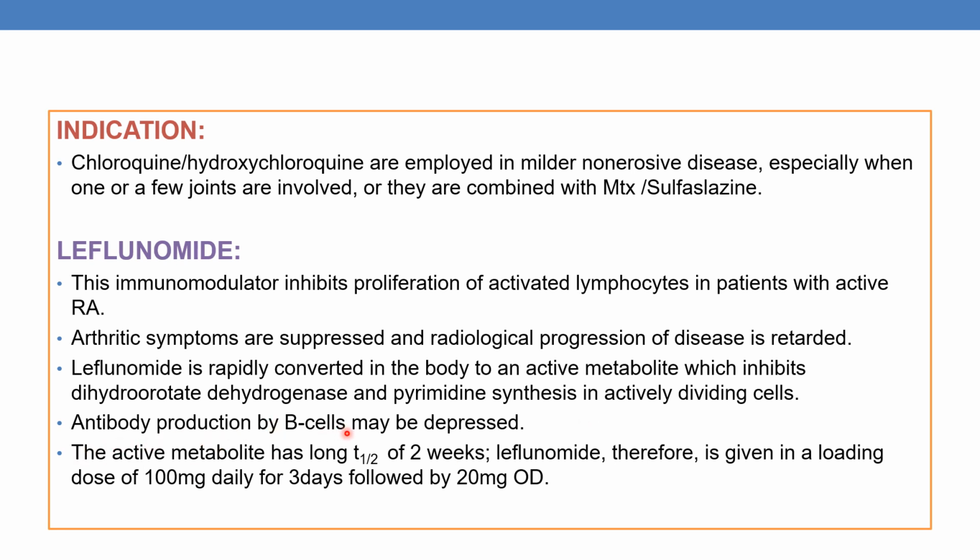Antibody production by B cells may be depressed, and the active metabolite has a long half-life of 2 weeks. Leflunomide therefore is given as a loading dose of 100 mg daily for 3 days, followed by 20 mg once a day.